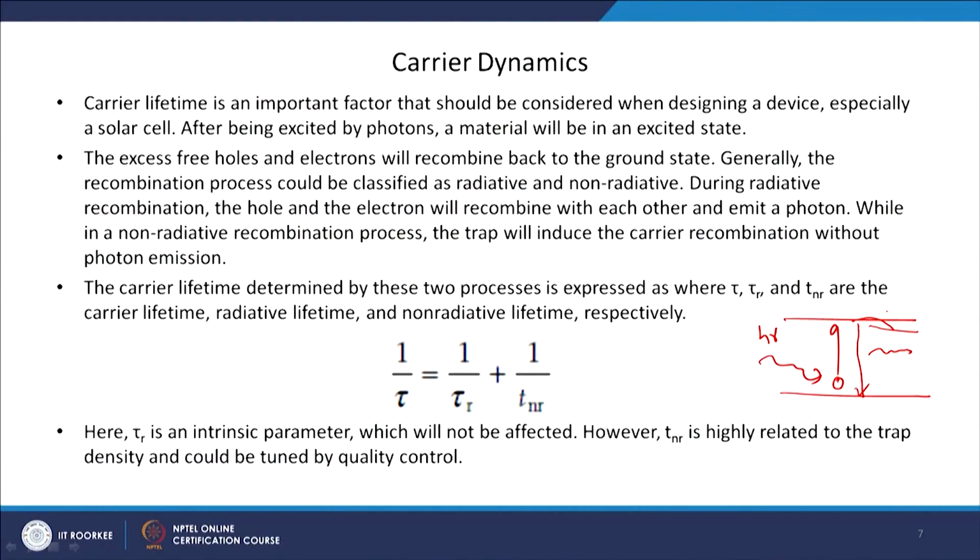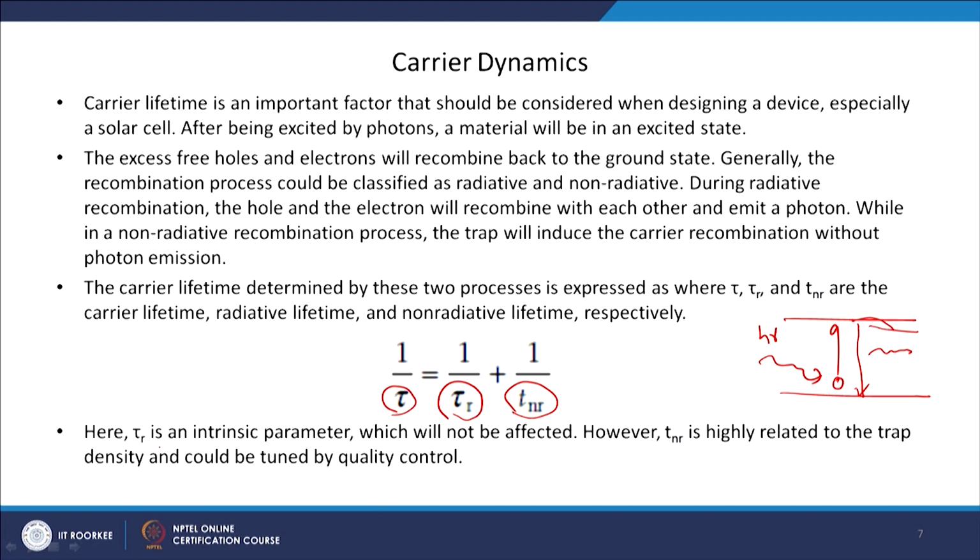Similarly, the lifetime should have two parts, one is the radiative lifetime, another is the non-radiative lifetime, and the total lifetime should consist of the radiative lifetime and the non-radiative lifetime. The carrier lifetime determined by these two processes is expressed as, where tau, tau r and tau nr are the carrier lifetime, radiative lifetime and non-radiative lifetime respectively. So, 1 over tau, where tau is the carrier lifetime, is equal to 1 over tau r, where tau r is the radiative lifetime, plus 1 over tau nr, where tau nr is the non-radiative lifetime. So, 1 over tau is equal to 1 over tau r plus 1 over tau nr.